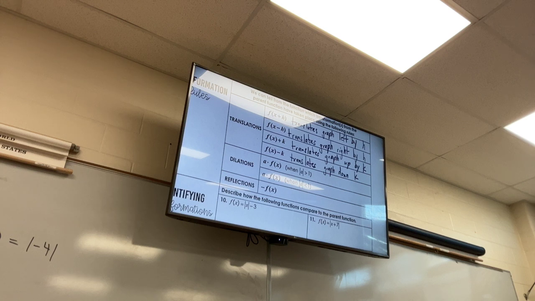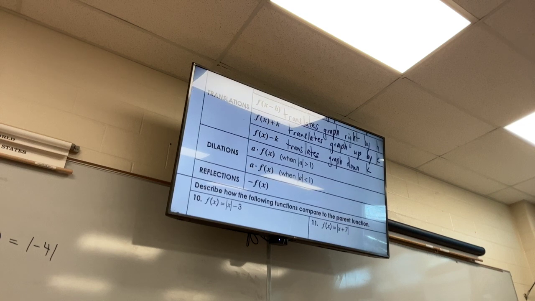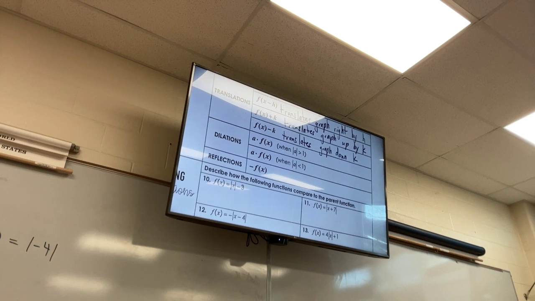Okay. And then dilation, when we multiply our function by a number that has absolute value greater than 1, so 2, 3, 4, 5, or like -2, -3, -4, -5, that's going to vertically stretch it. So my graph is going to be a times taller if I multiply it by a. So if I multiply my graph by 2, it's going to be twice as tall.